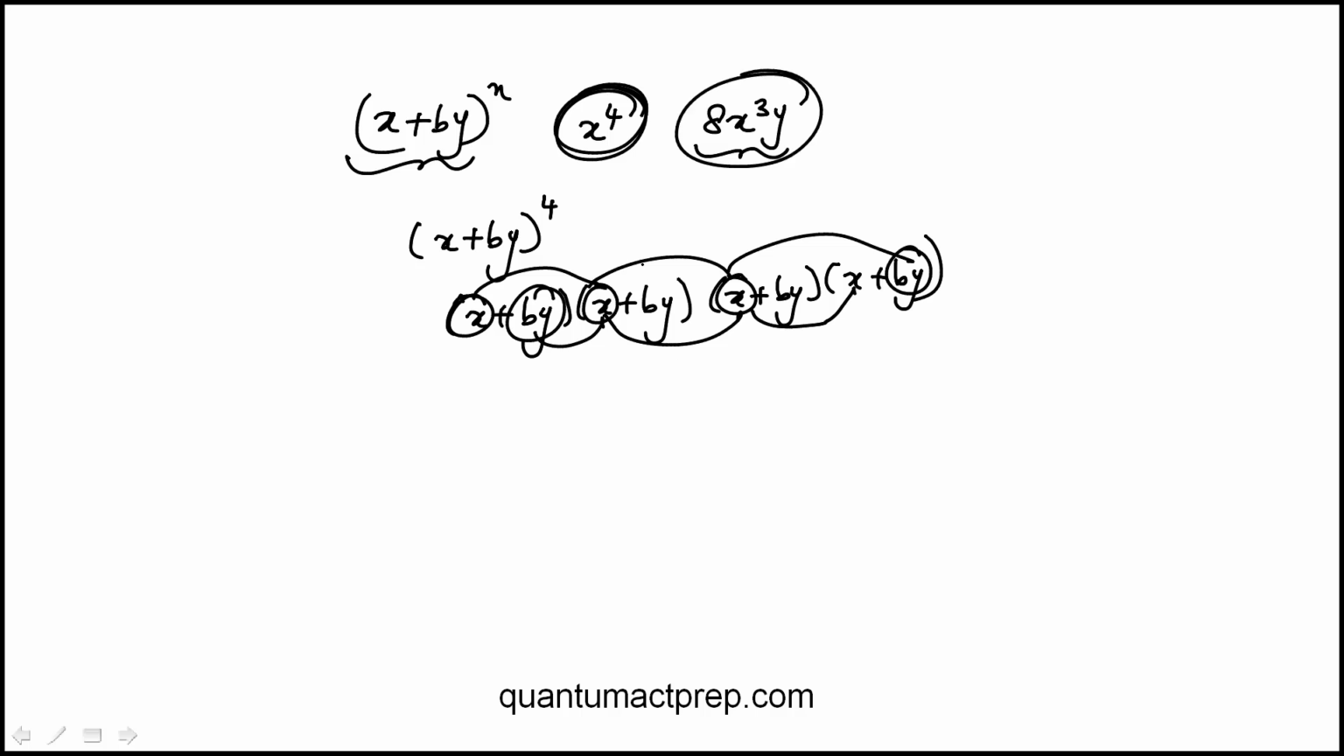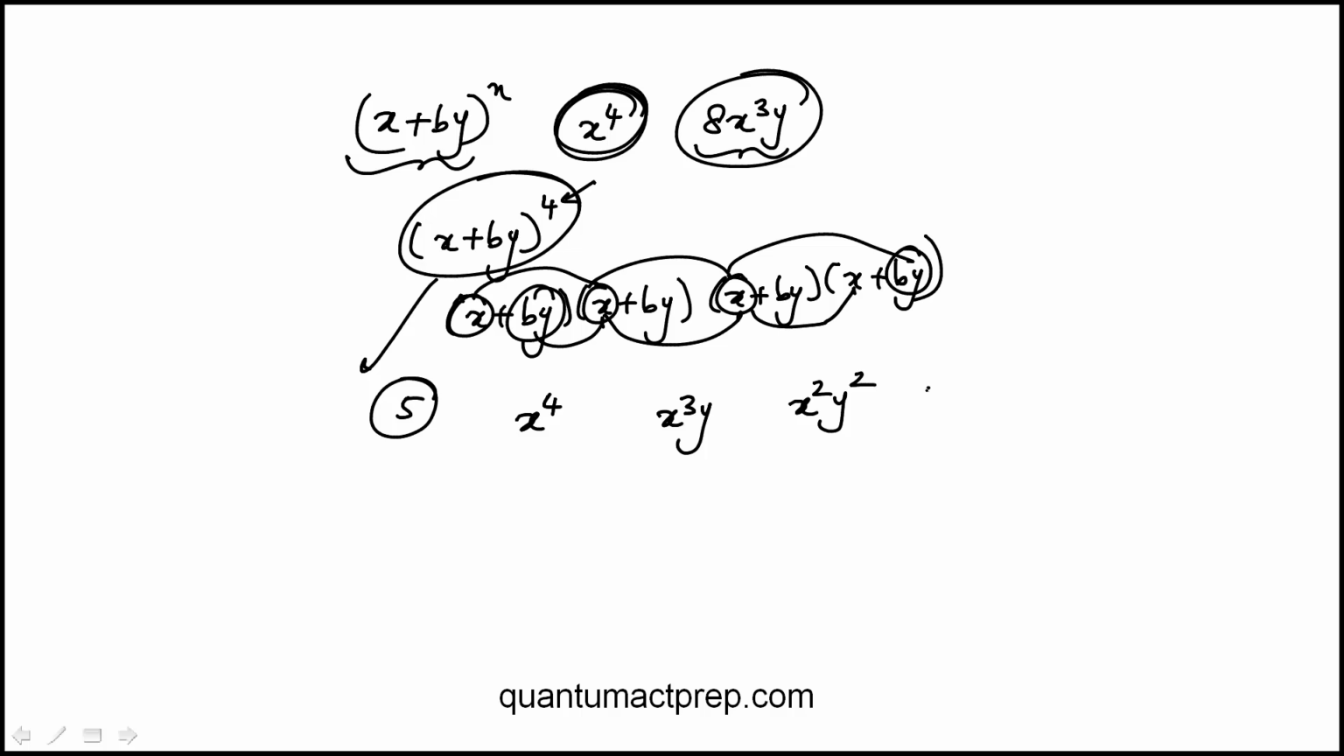But here we're interested in finding the total number of terms. Once we know what n is, the number of terms would be one more than that. To see that, the resulting terms would be x to the fourth, and then x cubed y, then x squared y squared, this is in descending powers, and then x y cubed, and then y to the fourth. And these would be the 5 terms. The coefficients will be different, obviously, it will depend on b here. So the answer is 5.